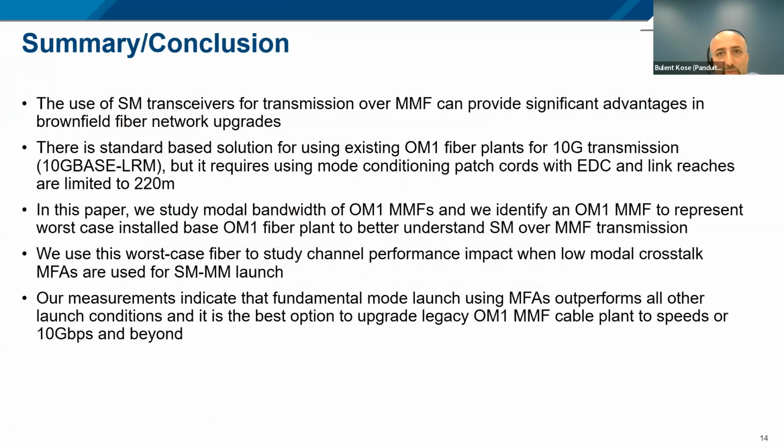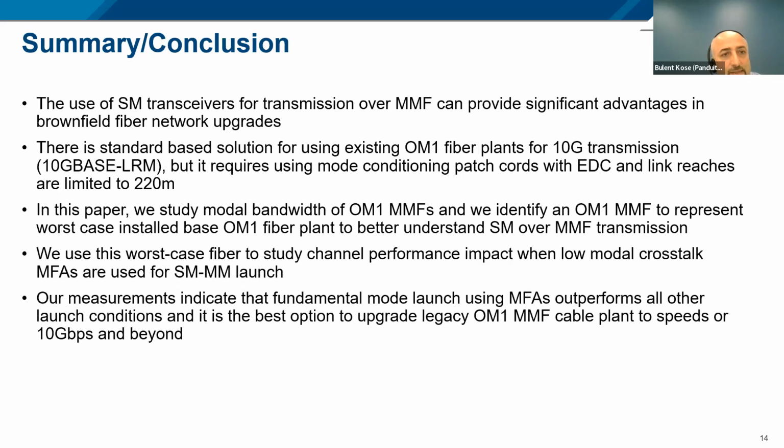So to summarize and give you the conclusion of this, the use of single mode transceivers for transmission over multimode fiber can provide significant advantages in brownfield fiber network upgrades that I mentioned at the beginning, in the introduction. And there's a standard-based solution for using existing OM1 fiber plants for 10 gig transmission, which is the 10GBASE-LRM, but it requires using mode conditioning patch cords with electronic dispersion compensation. And the link reaches are limited to 220 meters.